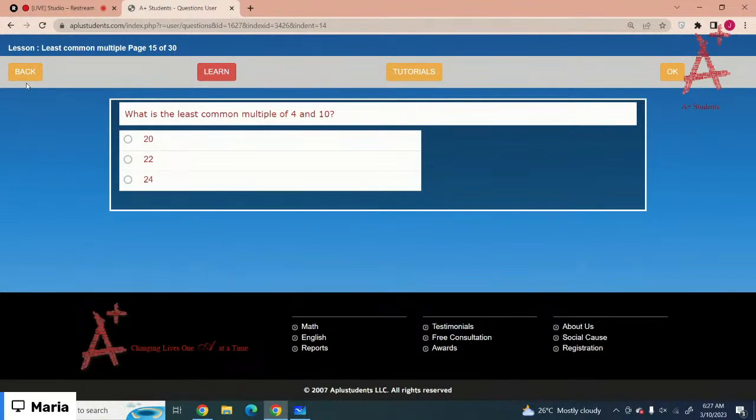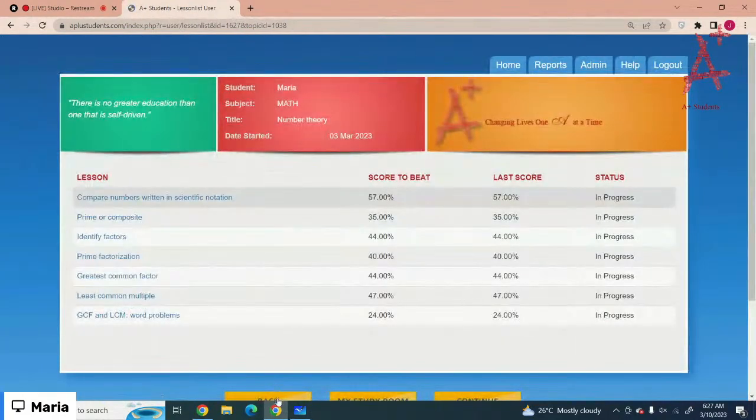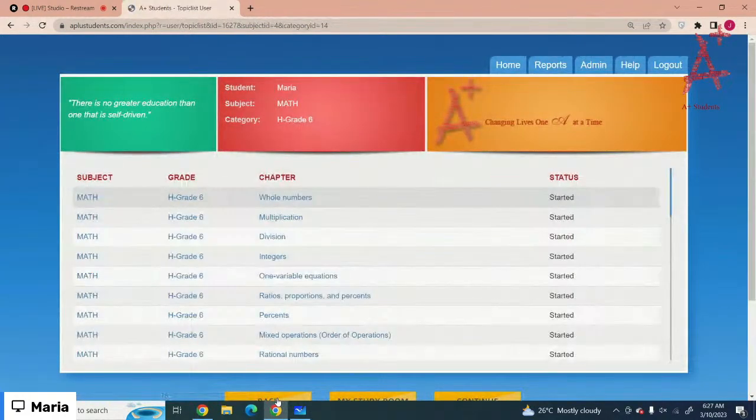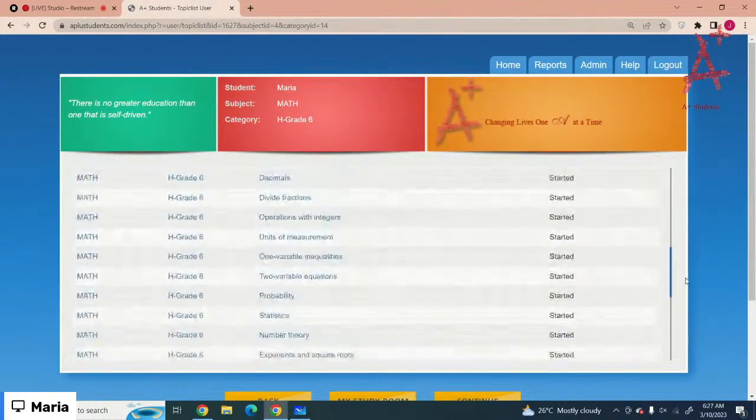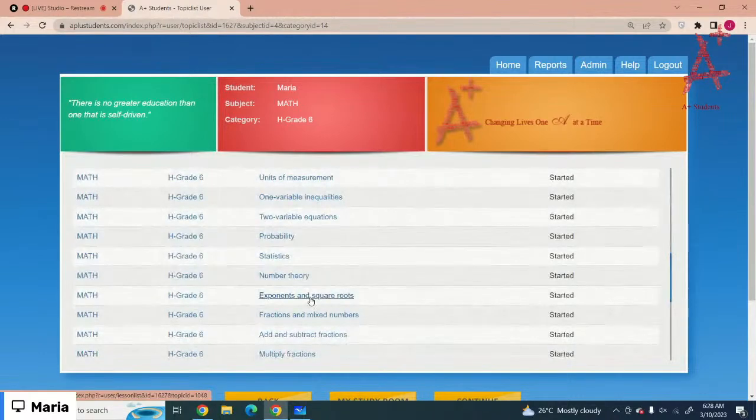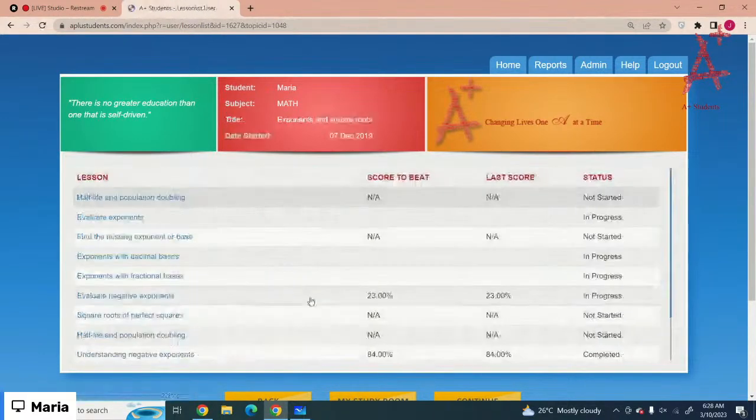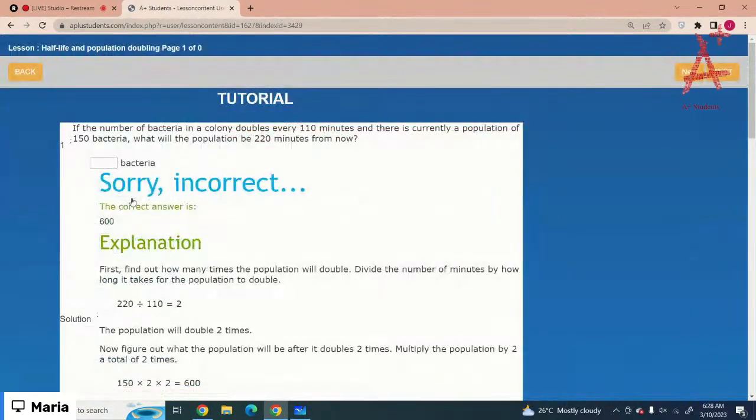Okay, you can complete the test by yourself later today. Let me just move on to the next lesson. So we are done with the chapter. You can do the final test of the chapter by yourself later today. Got it? Now let's just start with the new chapter. The new chapter is exponents and square roots. So let's just start with the first lesson, that is half-life and population doubling.